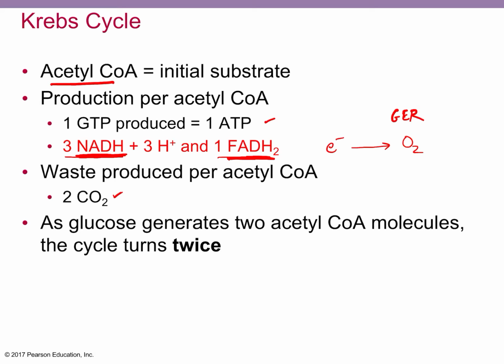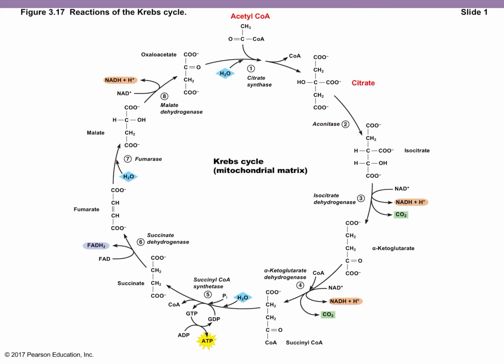All right, so as glucose generates the acetyl coenzyme A molecules, this cycle turns twice for every glucose molecule. So this is just a quick look at the Krebs cycle. It occurs in the mitochondrial matrix. We can see that our first substrate is the acetyl coenzyme A, and then that creates citrate. So this citrate is also known as citric acid. And this is why it's called the citric acid cycle in some textbooks.